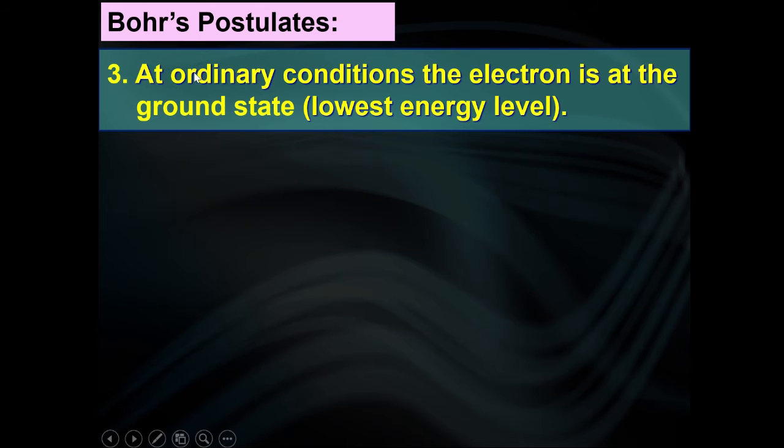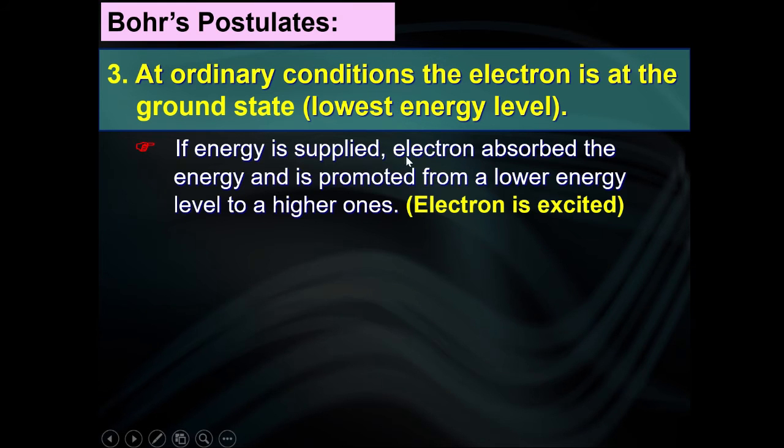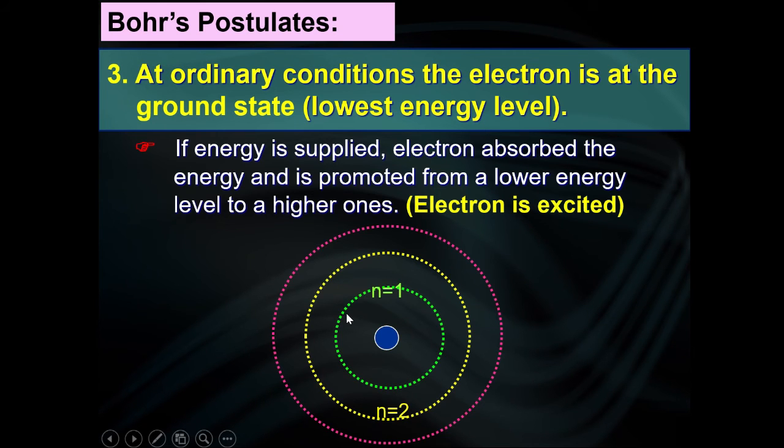So the third postulate says that at ordinary conditions, the electron is at the ground state. Ground state means lowest energy level. So if energy is supplied, electrons absorb the energy and are promoted from a lower energy level to a higher one. That means the electron is excited. Initially the electron is at n equal to 1, which is its ground state, for example, and then when energy is supplied, it absorbs enough energy and moves up to n equal to 3, right? So at this point, this electron is excited.